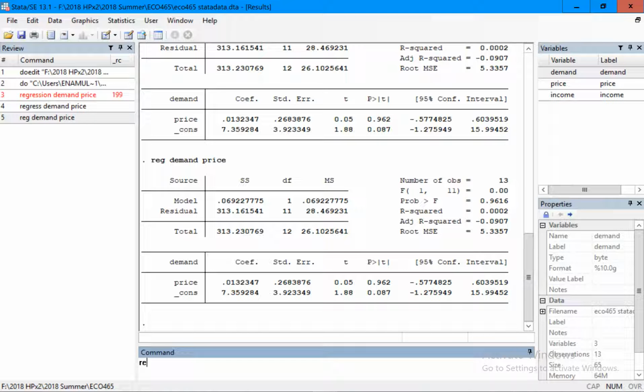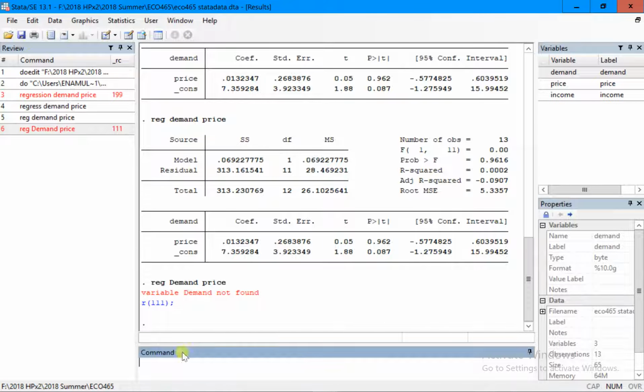Let's do a small trick and make sure that we understand. So let's say we say demand, and instead of small d, I just use capital D. I run it and it's saying, look, demand not found. So you have to be careful about it. In STATA, every variable and every command is sensitive to case. So uppercase or lowercase, you should be careful about it. So let's now go back. So you realize what I have done. I can run it using this.